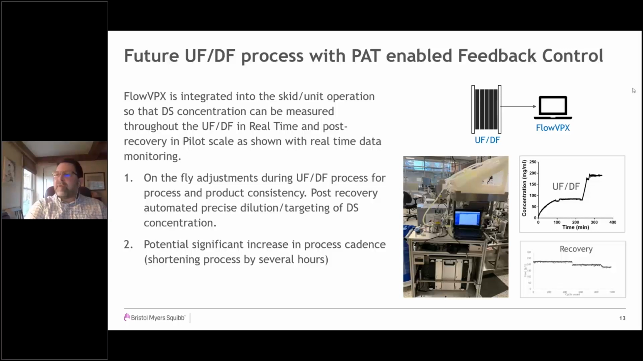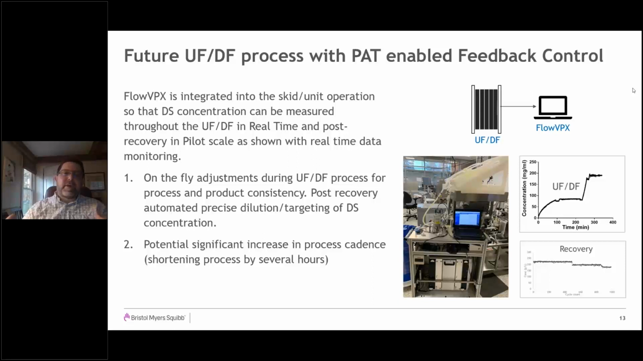So you can measure with the FlowVPX during UFDF, as you can see right here, where it sits with the retentate. I didn't talk too much about it, but once you're at a satisfactory UF2 set point, you do this thing called the recovery, which is basically gravity or pressure, or a buffer bolus, pushing everything out of the system into a recovery bag or vessel. Then you take the material in the vessel, pull a sample and measure it, and you have to do all these things manually.